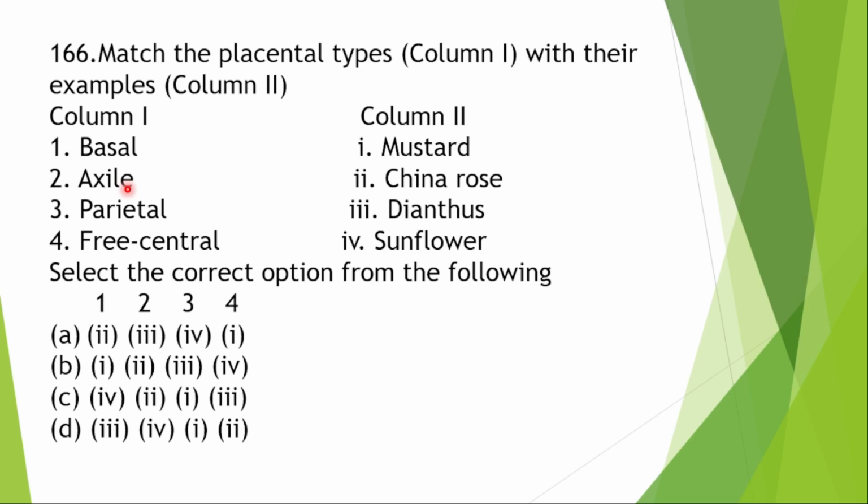Match the following. Column 1 with column 2. Placentation type is given. Basal placentation we can see in sunflower, that is 1 is 4. 1 is 4 means C will be right. Axial placentation in China rose. Parietal placentation in mustard and free central in Dianthus. So the right option is option C.